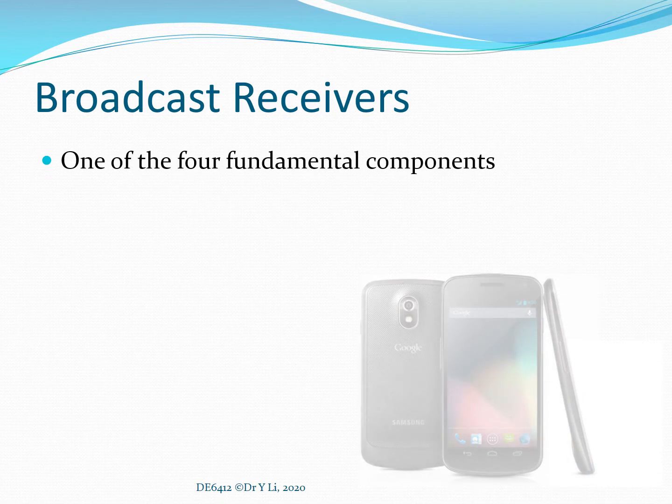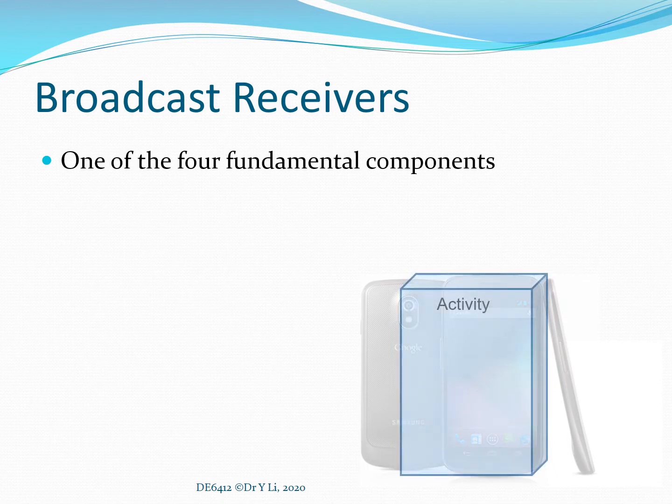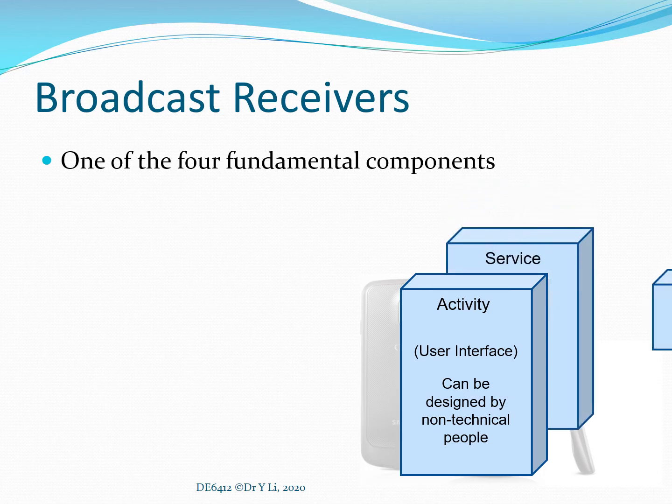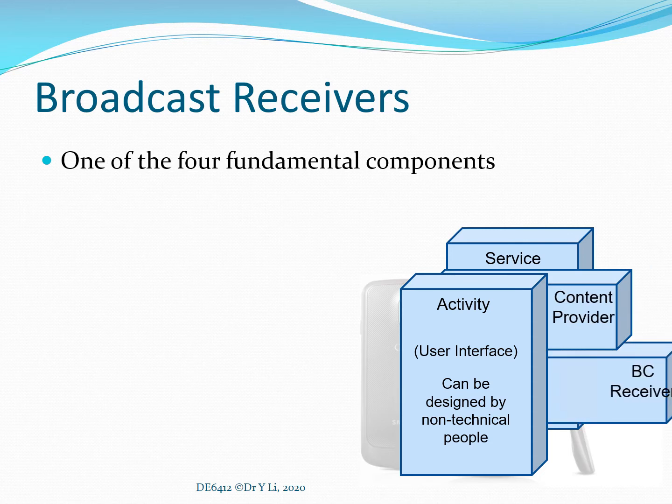These four components include activity. We have discussed activities before. An activity is a crucial component of the Android app. It provides the user interface for the user to interact with the app. The other components are service, content provider, and broadcast receiver.